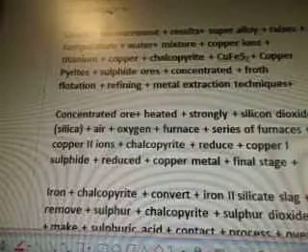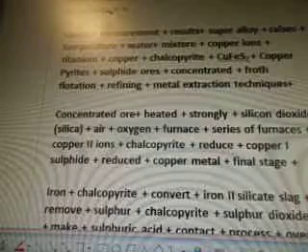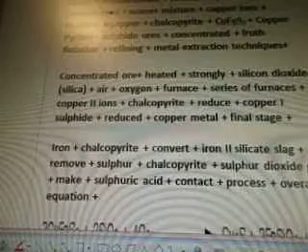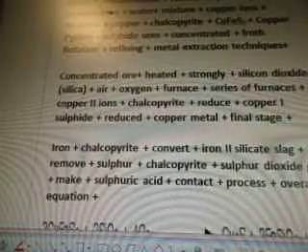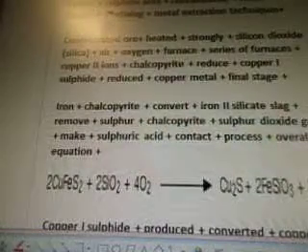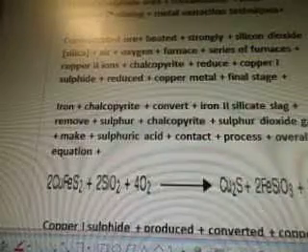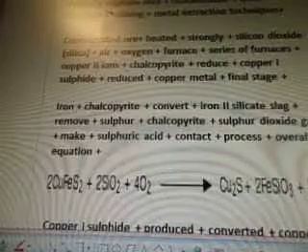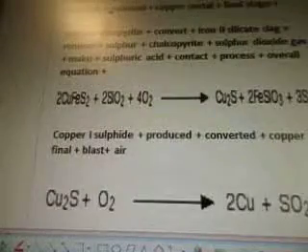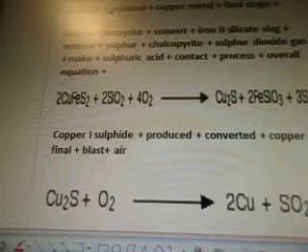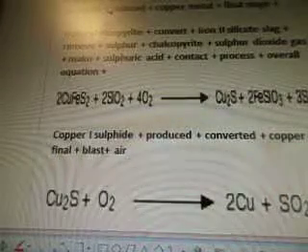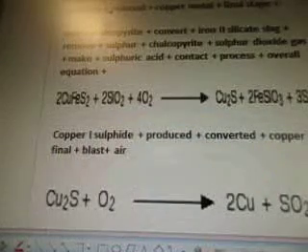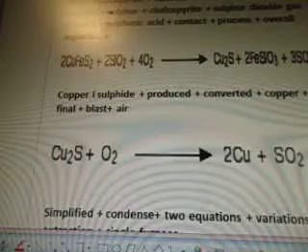sulfide ores, concentrated, froth flotation, refining, metal extraction techniques, concentrated ore, heated strongly, silicon dioxide, silica, air, oxygen, furnace, series of furnaces, copper 2 ions, chalcopyrite, reduced, copper 1 sulfide, reduced, copper metal, final stage. Iron chalcopyrite, convert, iron 2 silicate slag, remove, sulfur chalcopyrite, sulfur dioxide gas, make sulfuric acid, contact process, overall equation.